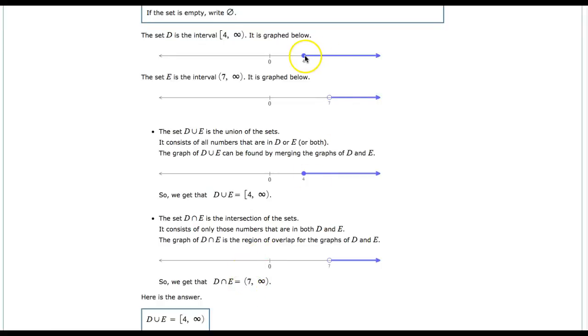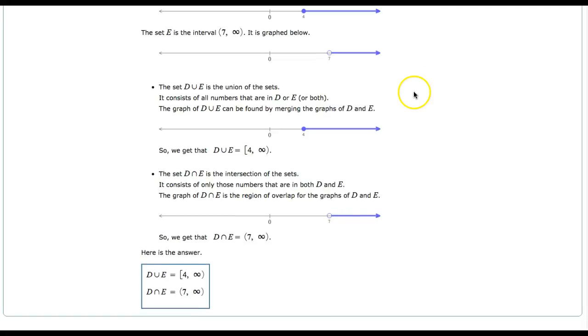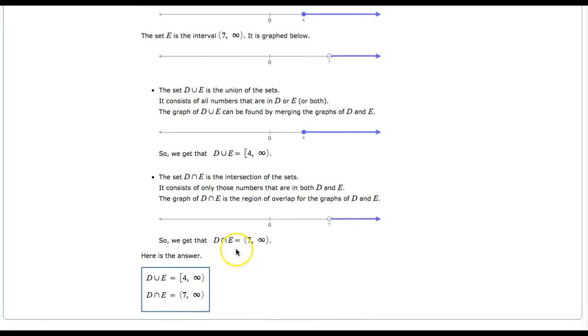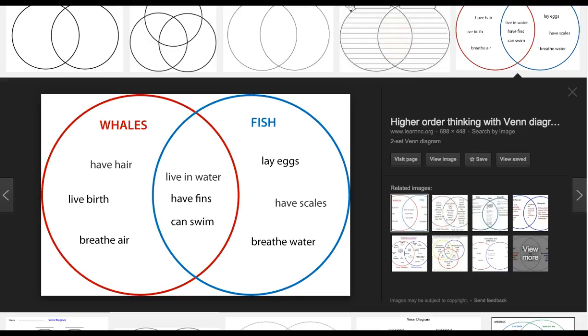Now, what is the union? If it's this and this, it's okay that all of these are inside of there. The union here, D union E, is going to be from 4, including the 4, and then off to infinity. So there you go, there's your 2 sets. Again, I really think it helps to keep going back to this image.